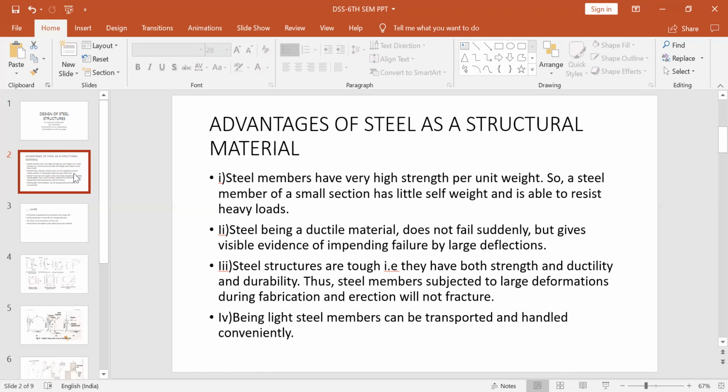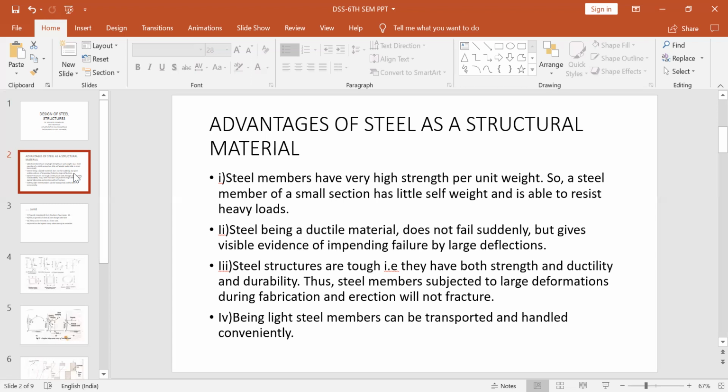The steel members, even if subjected to large deformation during fabrication and erection, will not fracture. Fabrication means when the steel structures are made in the workshops, in the factories. And erection, using connections, using bolts, rivets, or welding, is when the members are joined. During this stage, it will not fracture, as it has very high yield strength. And by the time it reaches its plastic stage, it will have a higher plastic limit.